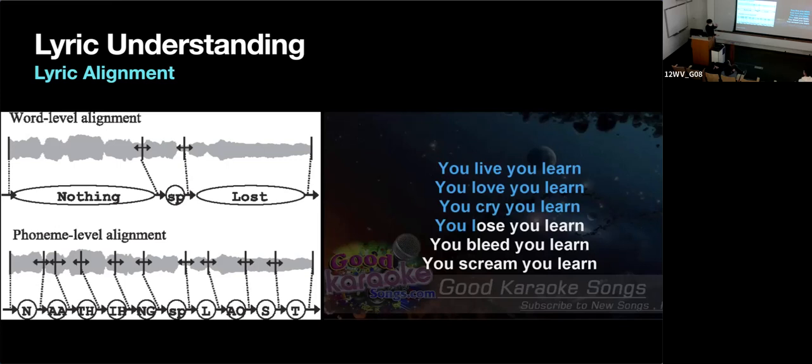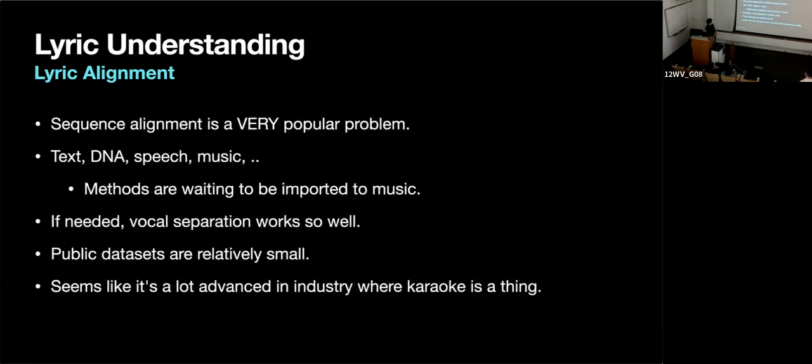One popular problem though is lyric alignment: you sing, we have the lyric text, and we just align it so that the karaoke machine can follow and tell us where we should sing. That might be the only application for this, but it's very popular and useful in the real world already. I know many companies have developed and deployed such systems. We call it sequence alignment or sequence matching. As a machine learning problem it's so popular that there are some methods you can borrow and use.